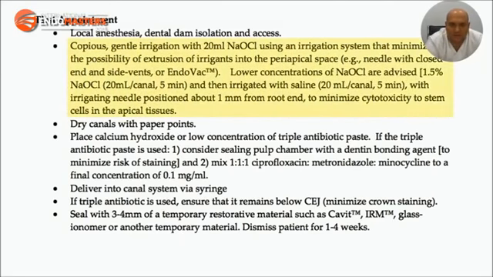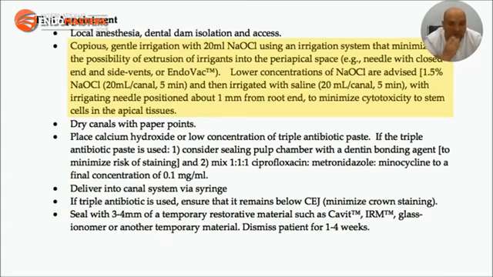As far as irrigation techniques are concerned, they suggest copious gentle irrigation with 20 ml of sodium hypochlorite with negative pressure irrigation in order to avoid extrusion of the irrigant beyond the apex, and they suggest a lower concentration of sodium hypochlorite, 1.5%, 20 ml per canal for 5 minutes, and then irrigated with saline 20 ml per canal for 5 minutes, with the irrigating needle position about 1 millimeter short from the root end to minimize cytotoxicity of stem cells in the apical tissue.